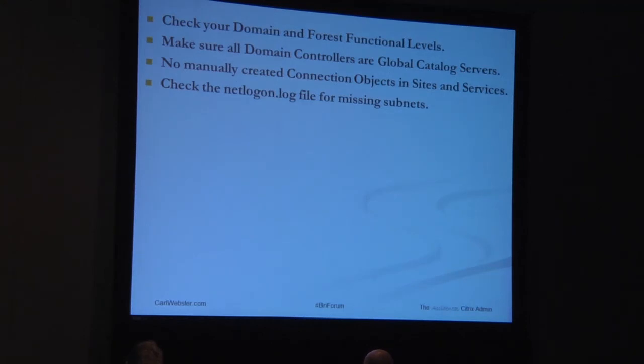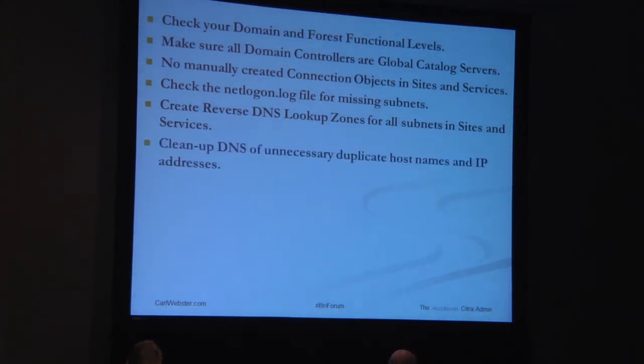We're going to check that netlogon.log file on all domain controllers every week, and check it for missing subnets. When you find those missing subnets, you're going to create them in Sites and Services, along with reverse DNS lookup zones for all those subnets. And then we're also going to clean up DNS of unnecessary duplicate host names and IP addresses, now that you know how to properly do aging and scavenging.